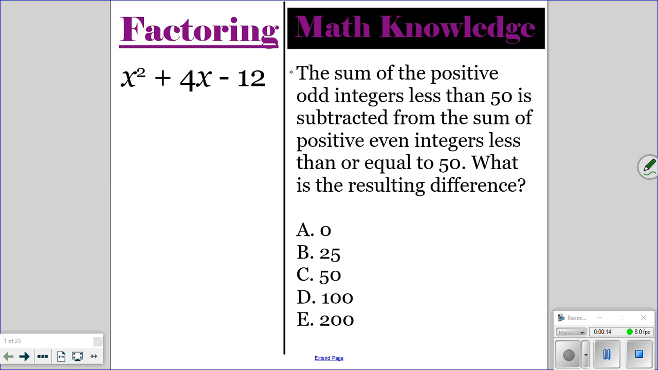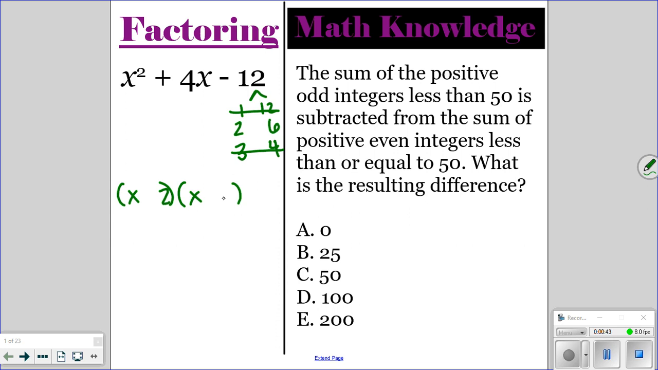So for the factoring, we're looking for numbers that multiply to give you negative 12 and add to give you a 4. So we have 1 and 12, which if you add or subtract are never going to give you a 4. You also have 2 and 6, which if you subtracted those would give you 4. And you have 3 and 4, which if you add or subtract do not give you 4. So we know we're going to want to use 2 and 6.